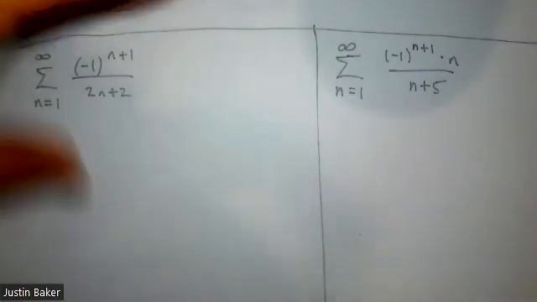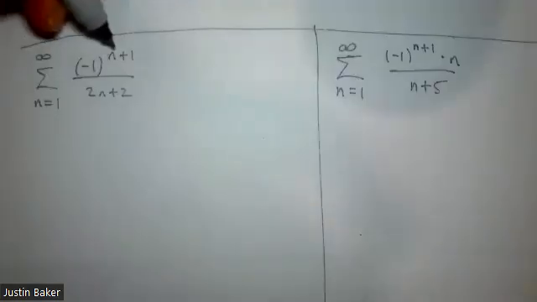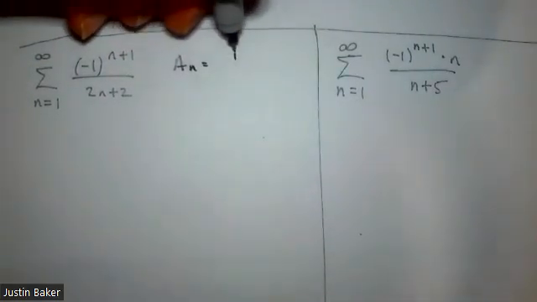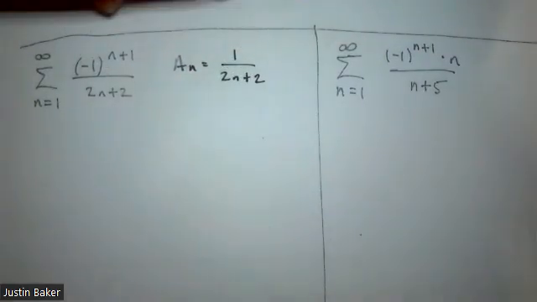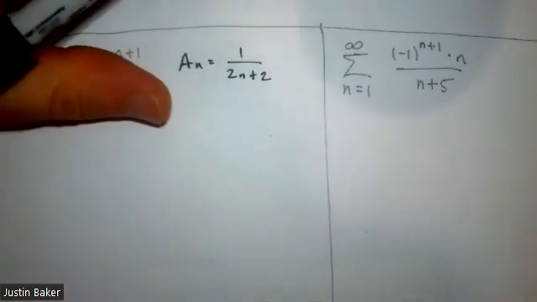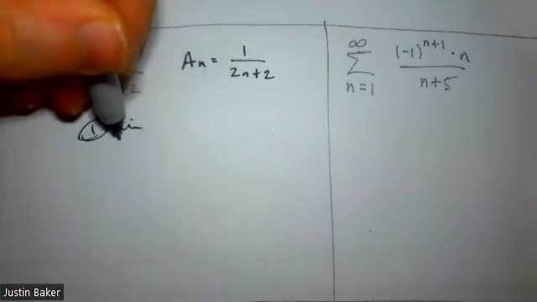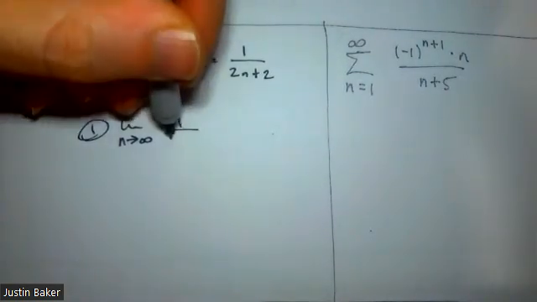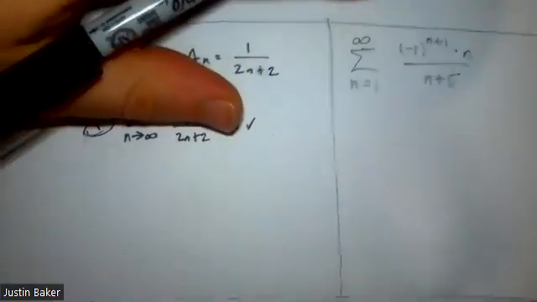Okay, so for this first one, the -1 to the n plus 1 is your alternator. So we want to let a sub n be equal to 1 over 2n plus 2. So when we go and try this out, the limit as n approaches infinity for 1 over 2n plus 2, no problem, that does equal 0.